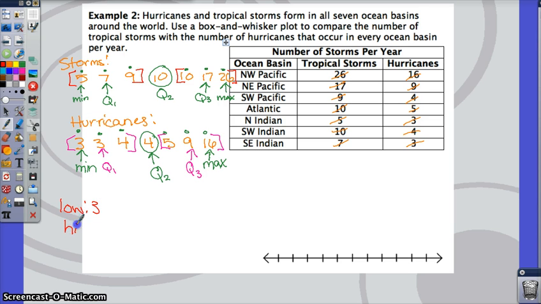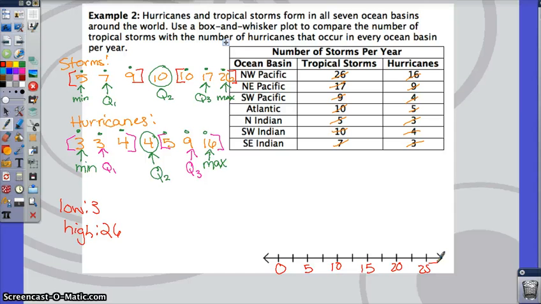All right, so for my number line, the lowest value I see is 3. The highest value I see is 26. I got to go from 3 to 26 on this number line over here. I think I'm going to count maybe by 5s, but every other line. So like 0, 5, 10, 15, 20, 25. Good.